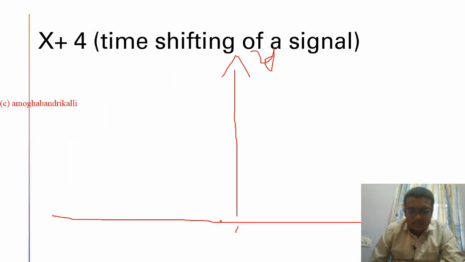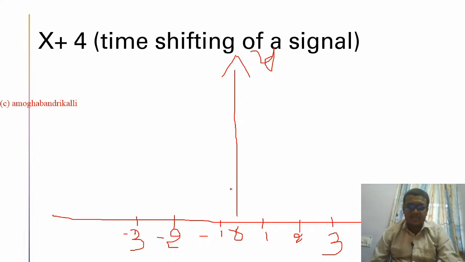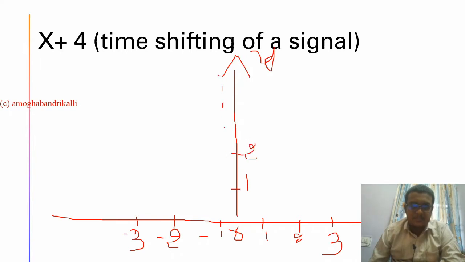So at minus 1, minus 2, minus 3, and in the same manner 1, 2, 3, 4, 5, 6, 7. These are all the axes. So in the same manner we will be having the y-axis as well.